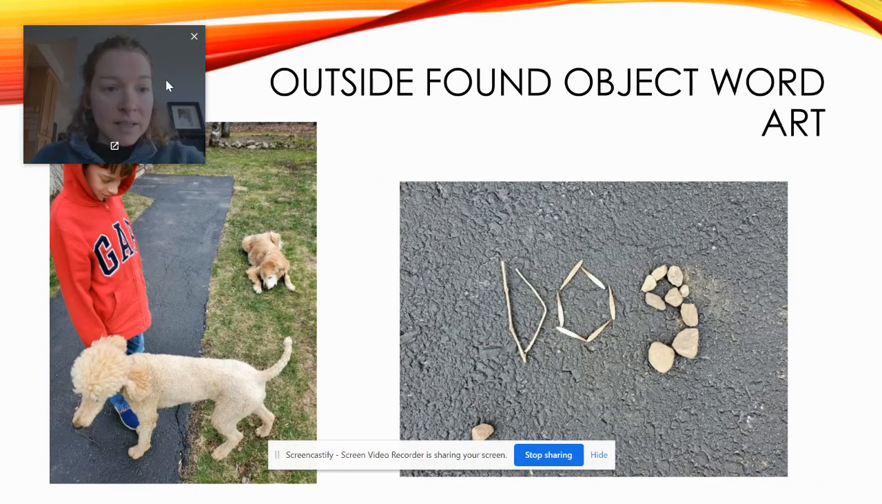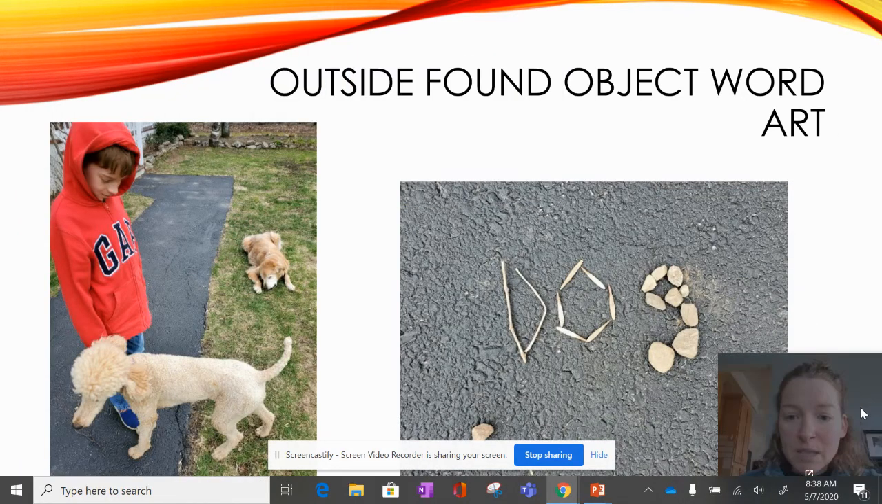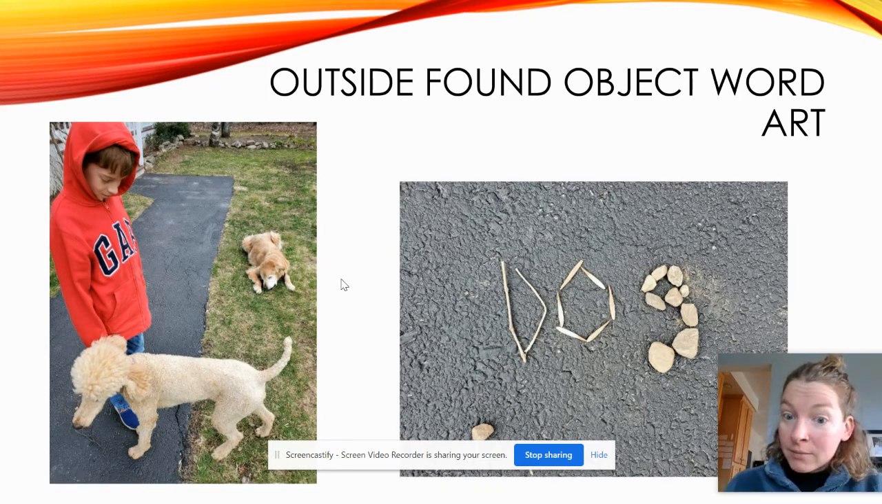And here's my son's example. He spelled the word dog. And that, of course, was because, well, that's our dog there, Ringo. And that's our neighbor's dog, who always comes around. So yeah, that is the other option for Word Art Week.